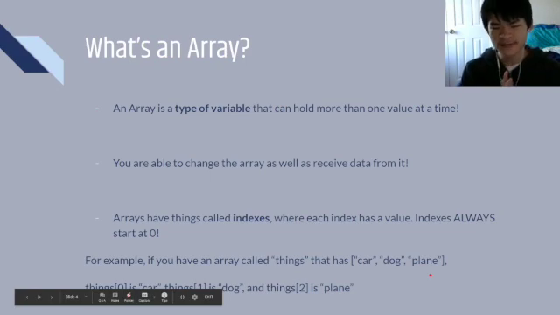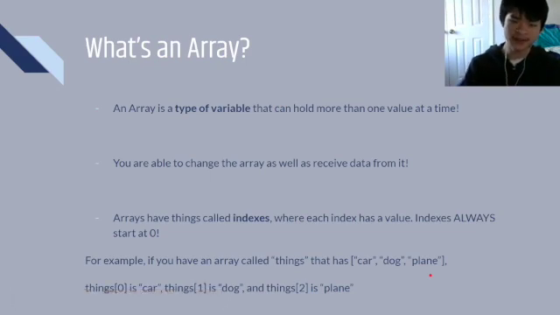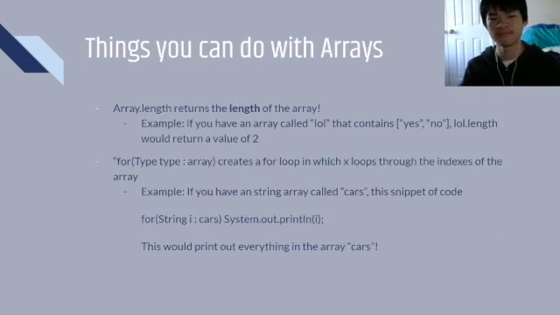Now, if you want to set a value, it's basically the same thing as a normal variable. So you'd say something like things index 0 equals water bottle. Okay, so then that changes the value of things index 0 to the string water bottle. So that's how you would manipulate the array. Here are some things that you can actually do with arrays.